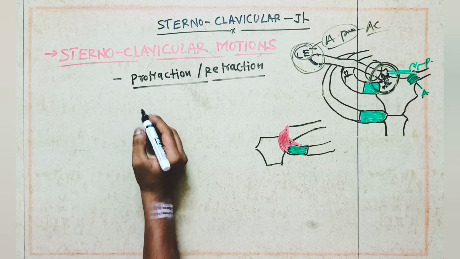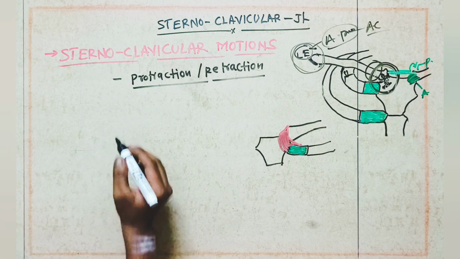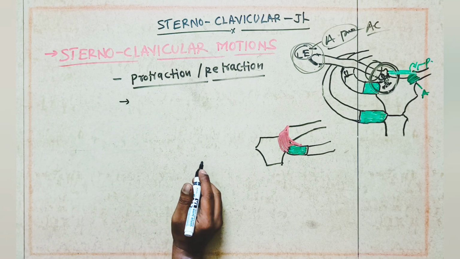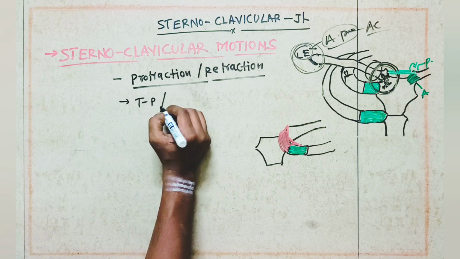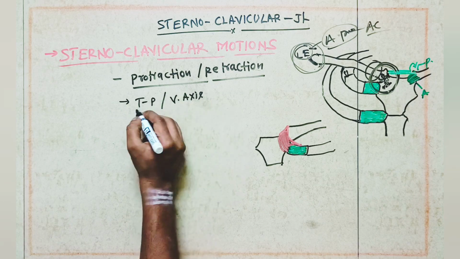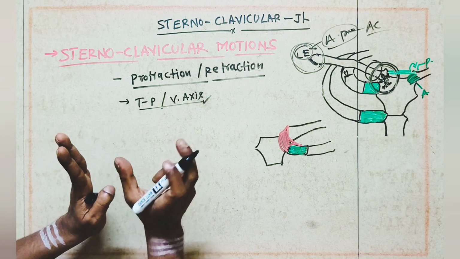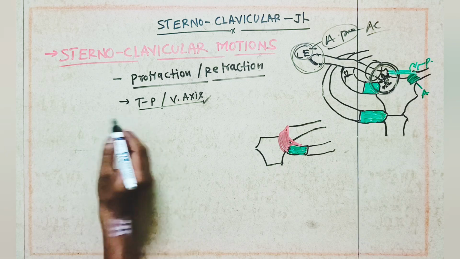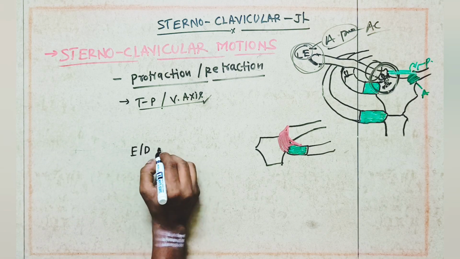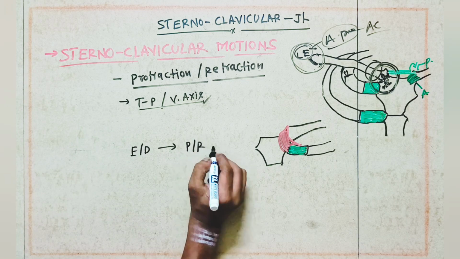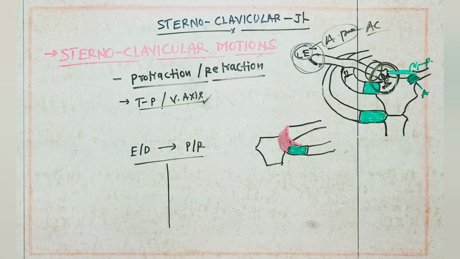Now we'll see the movements of the protraction and retraction. These protraction retraction movements of the sternoclavicular joint are happening in the transverse plane and vertical axis. See here, one typical point I'm going to say. Previously we saw the elevation, depression. Okay, so now we came to protraction, retraction. One small difference is there between these two movements.